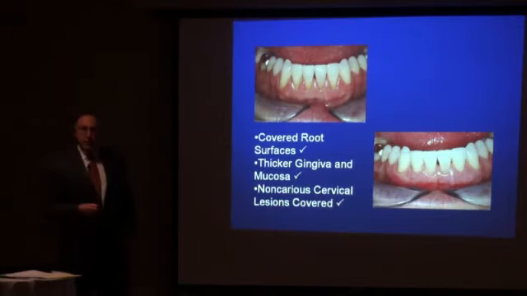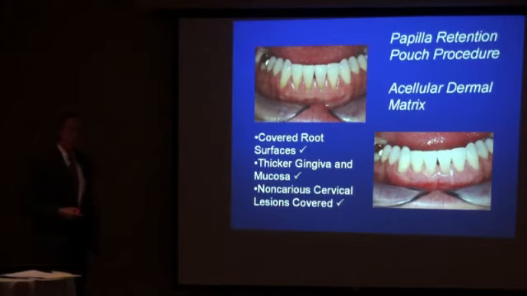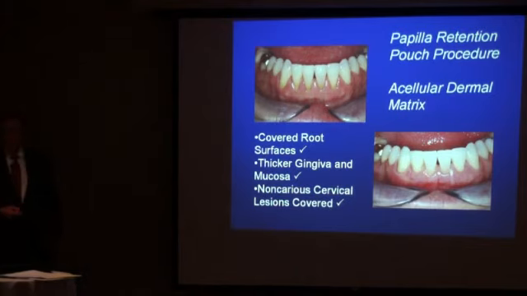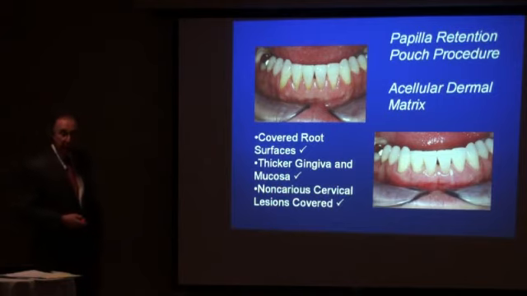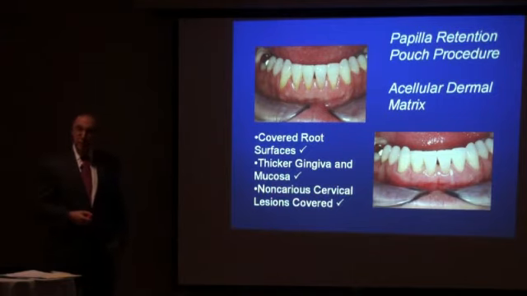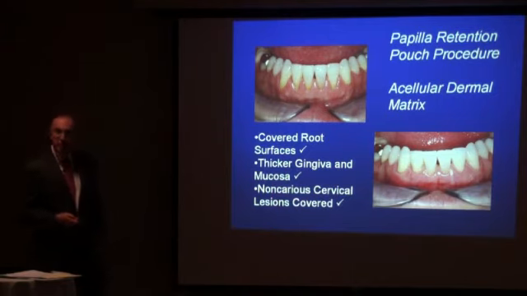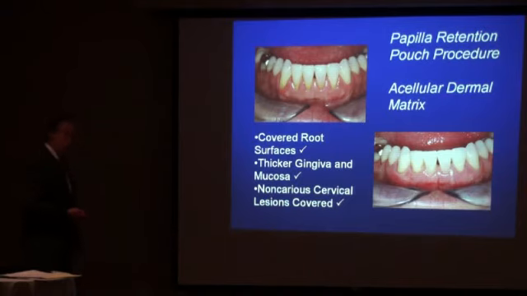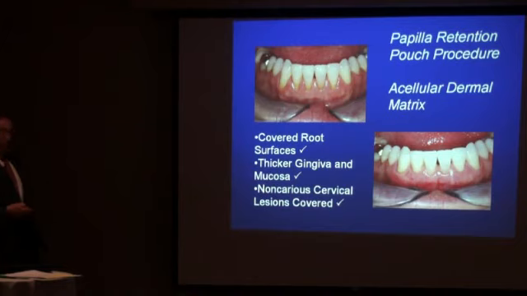The surgical technique that we employed in this case and the previous case was the papilla retention pouch procedure, and the material that we used was acellular dermal matrix. And one of the brands of acellular dermal matrix is Perioderm, which is distributed by Dentsply. Dr. Walker is going to give you a lot of information about the surgical technique and about the material, acellular dermal matrix.